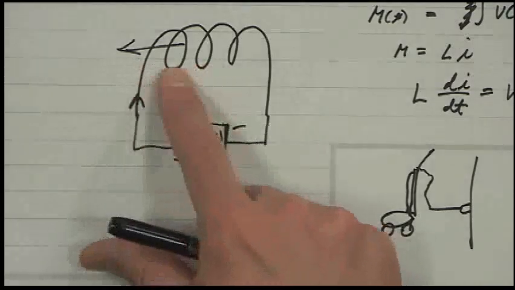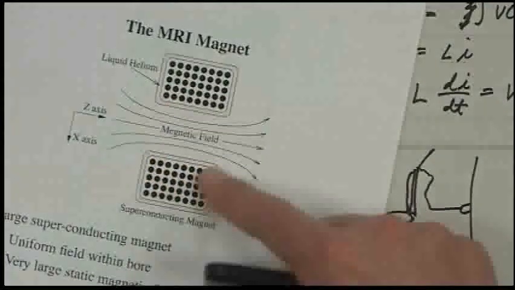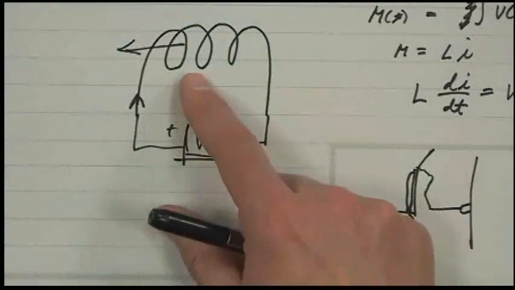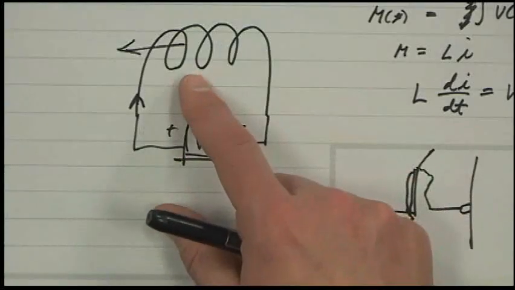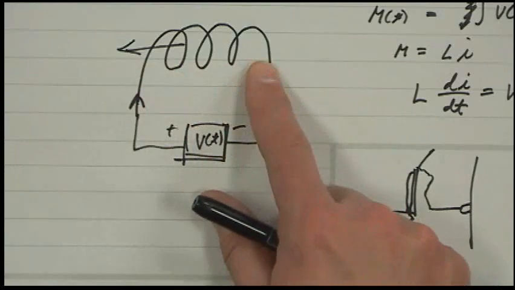This magnetic field is very weak compared to this magnetic field. And this magnetic field has to be done with a superconducting magnet because it's so strong. But this magnetic field can be just done with a regular amplifier through a coil. And the coil is designed so that it's a linear gradient in the magnetic field.